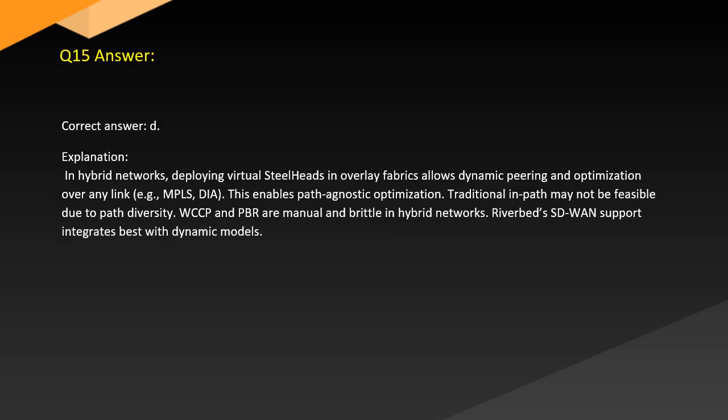Answer. Correct answer: D. Explanation. In hybrid networks, deploying virtual Steelheads in overlay fabrics allows dynamic peering and optimization over any link, MPLS or DIA. This enables path-agnostic optimization. Traditional in-path deployment may not be feasible due to path diversity, and manual configurations are brittle in hybrid networks. Riverbed's SD-WAN support integrates best with dynamic models.